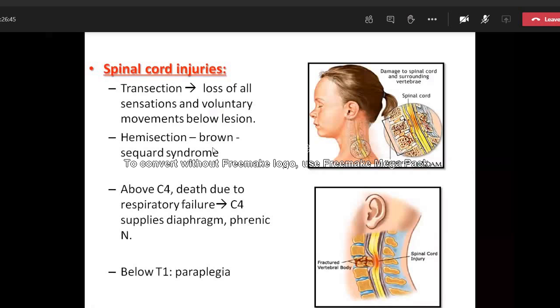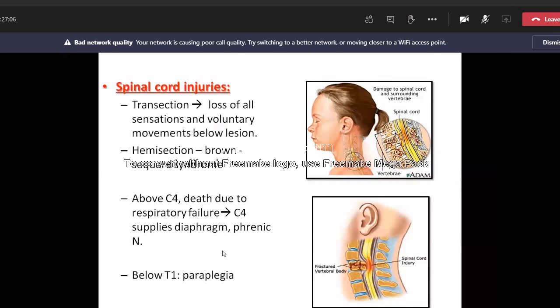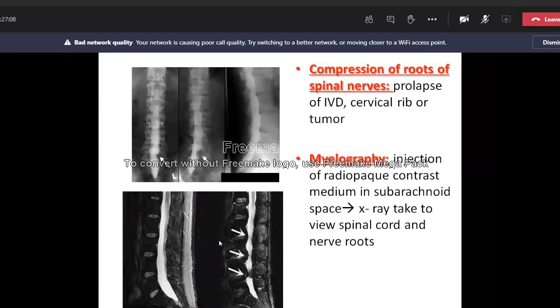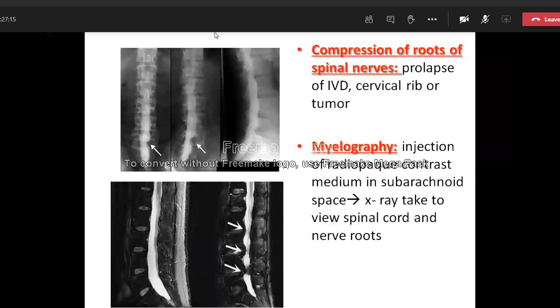That results in Brown-Sequard syndrome. Depending upon the lesion, above C4 a patient can die of respiratory failure, because C4 supplies the diaphragm. Below T1, paresthesia can occur in the lower limb muscles. Compression of the spinal nerve roots can also occur, especially in prolapse of the intervertebral disc. These are the vertebrae, and between the vertebrae there is the intervertebral disc. In this mechanism the prolapse can occur, so prolapse of the intervertebral disc can compress the surrounding spinal nerves.